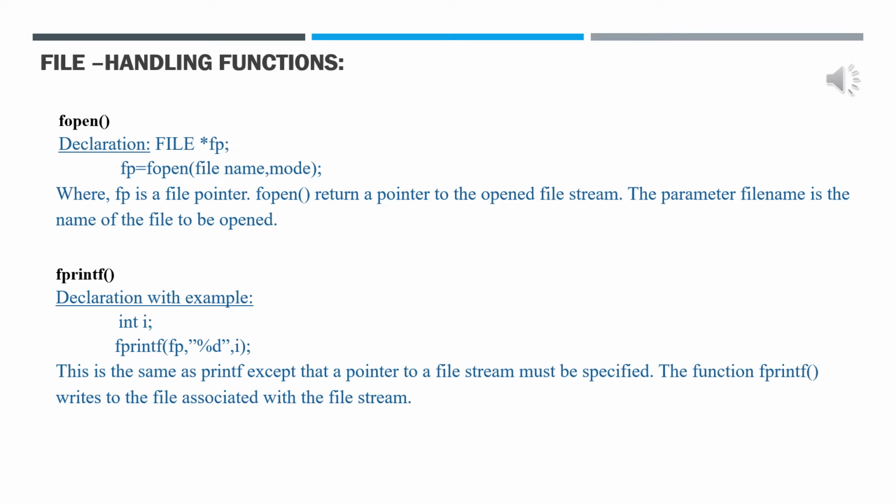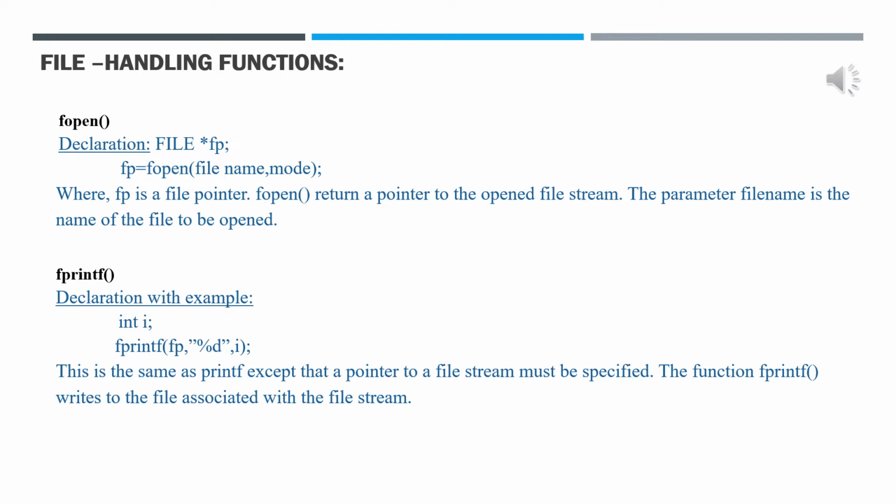First is fopen. Declaration is FILE *fp. Then fp = fopen(filename, mode). Where fp is a file pointer, fopen returns a pointer to the opened file stream. The parameter filename is the name of the file to be opened.